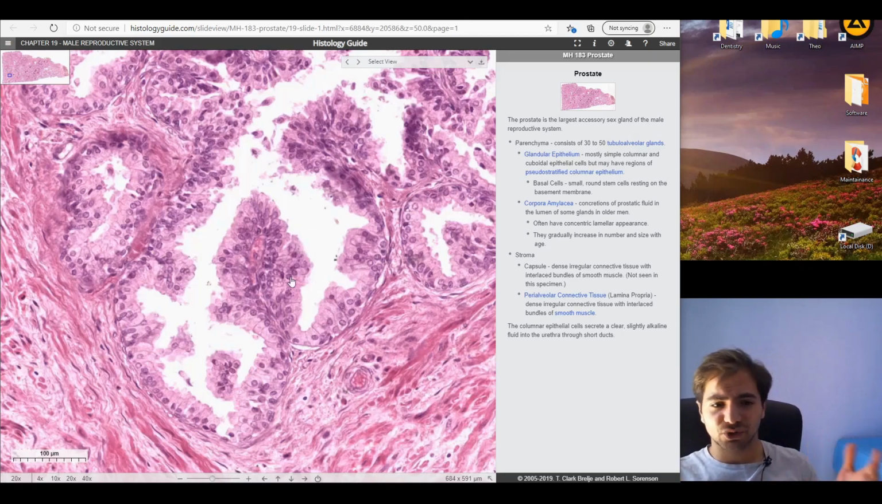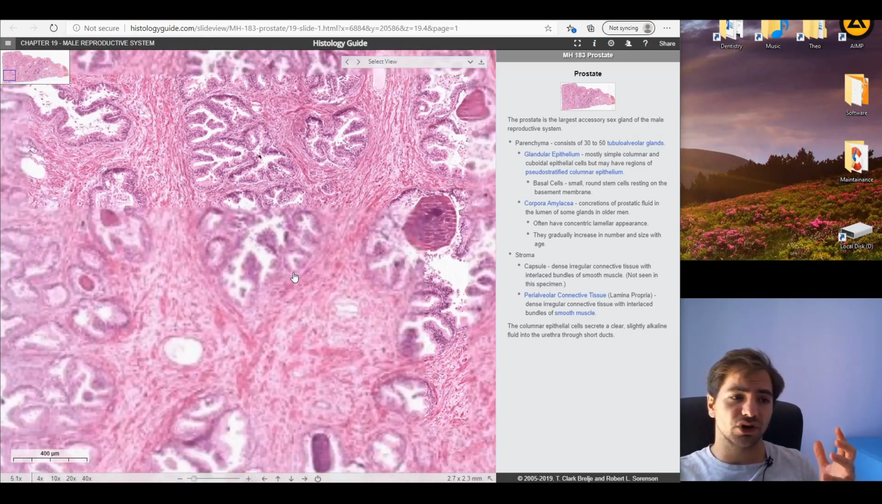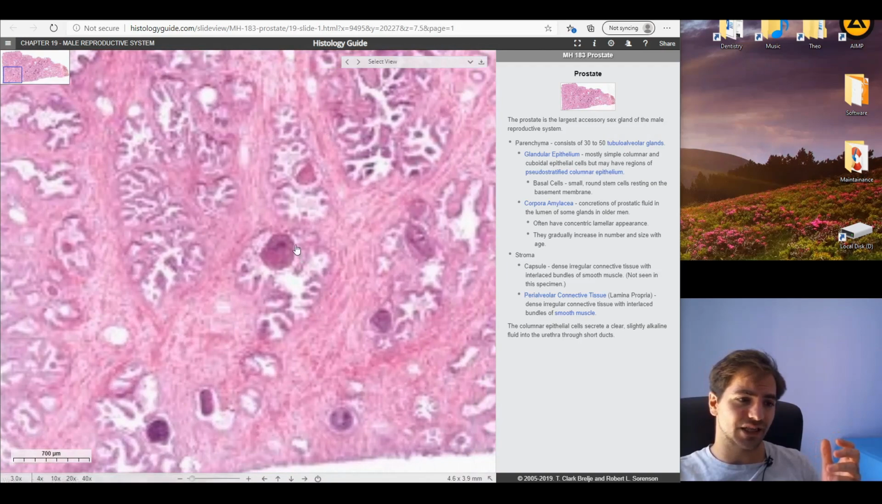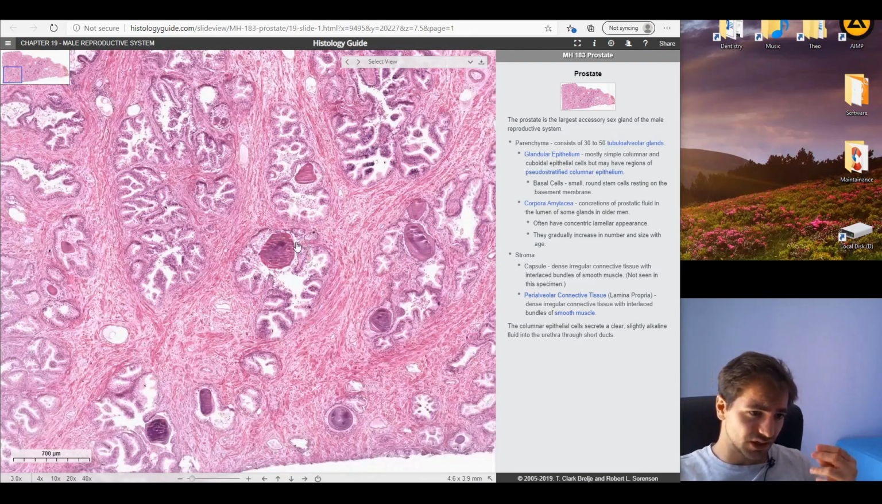The question is, how do I identify this structure in the microscope when we see it? There's going to be one unique feature. You see exactly these bodies, these very huge, let's say, aggregations of content. Specifically here, this is going to be called the corpora amylacea.